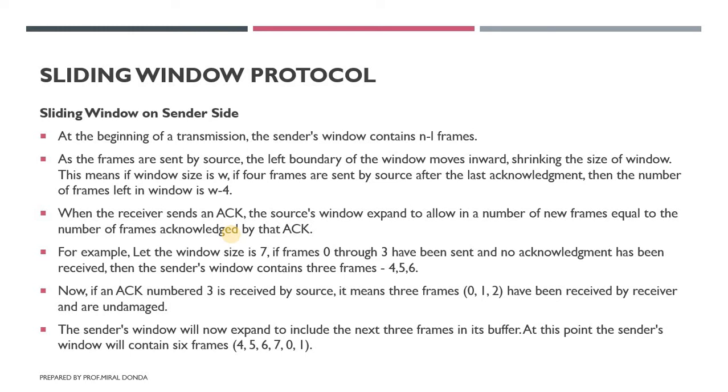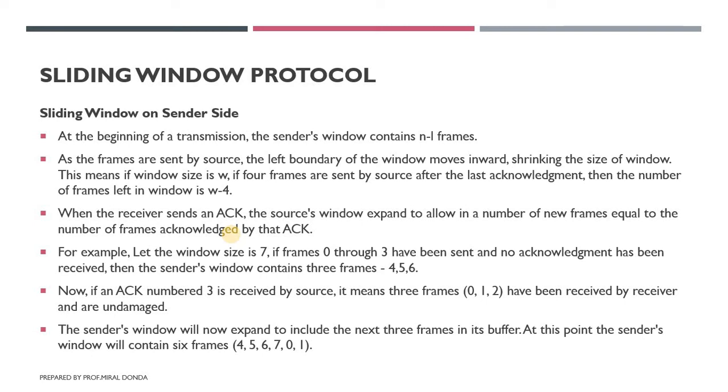For example, let the window size be 7, and suppose frames 0 through 3 have been sent and no acknowledgement has been received at the sender side. The sender's window contains 3 frames, which are 4, 5, 6, because the sender already sent frames 0, 1, 2 and 3 to the receiver. So the remaining frames are 4, 5 and 6. Now if an acknowledgement number 3 is received by the source, it means frames 0, 1, 2 have been received by the receiver undamaged.